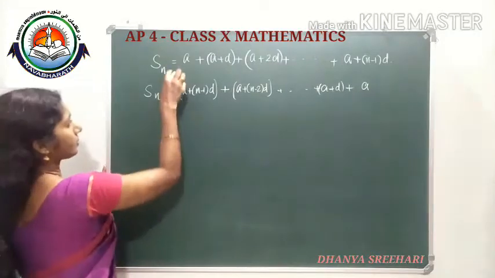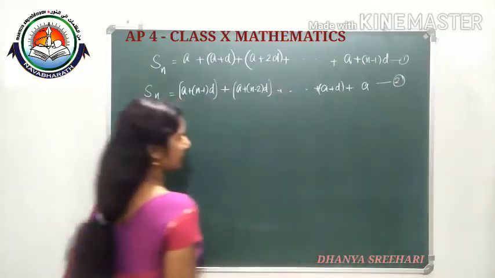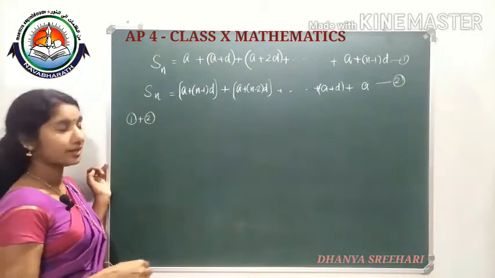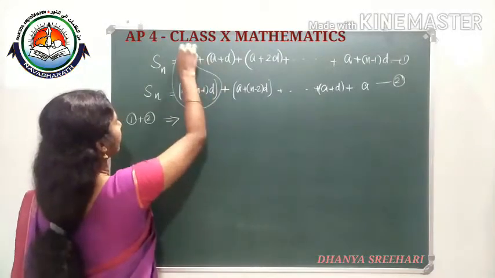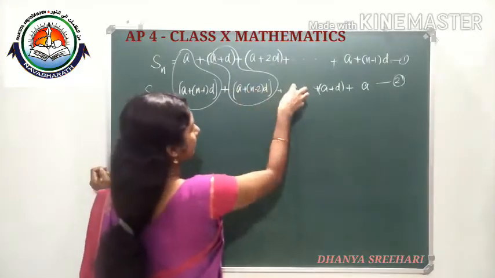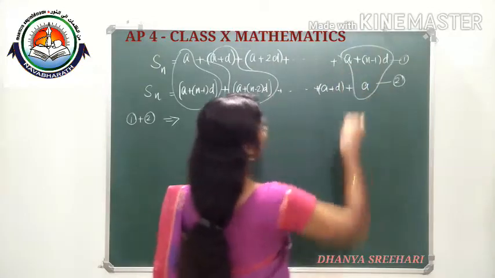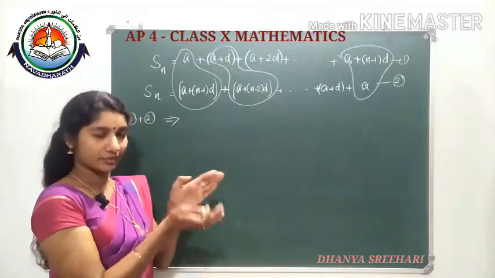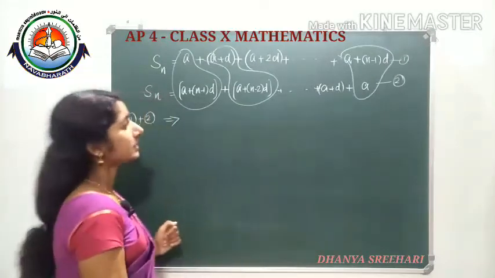Then we are going to add these two. We can call them the first equation and the second equation. Adding equation 1 plus 2, I am adding the first terms of the two equations together, the second terms together, and so on, like this, all the corresponding terms.